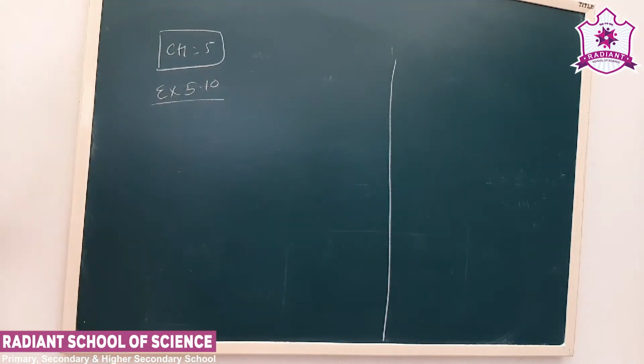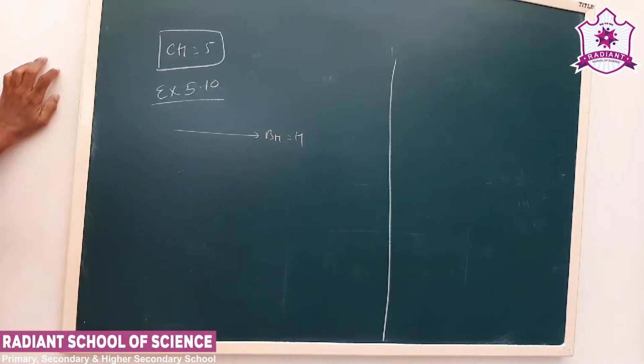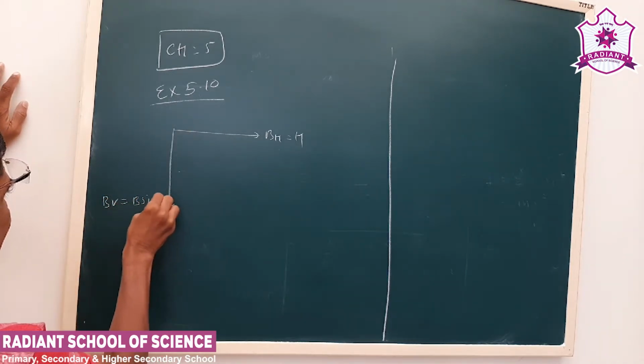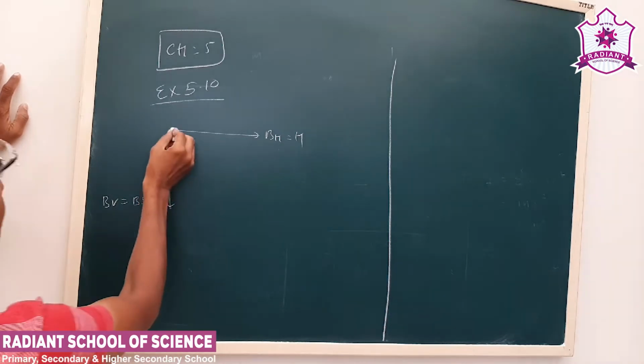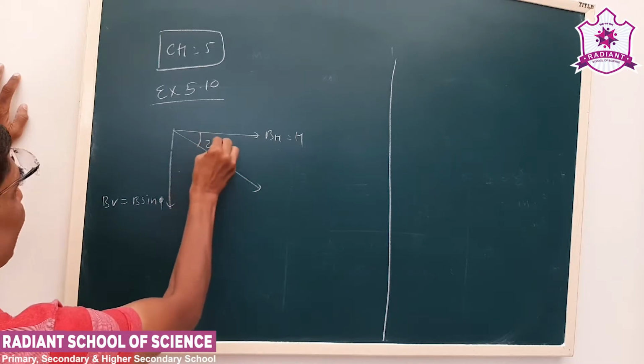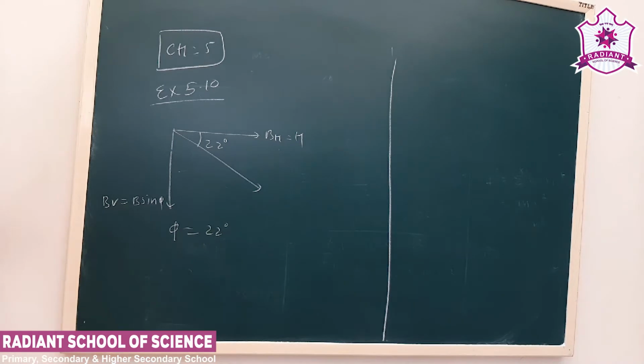Next is exercise number 5.10. See, a magnetic needle free to rotate in a vertical plane normal to the magnetic meridian has its north pole pointing 22 degree with the horizontal. That is, the vertical component of the Earth's magnetic field is B V, which is B sine phi. And the magnetic dip angle is given as pointing downward. That means the magnetic dip angle phi is 22 degree.